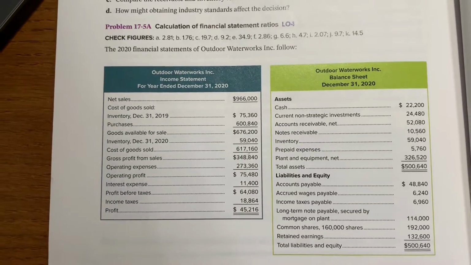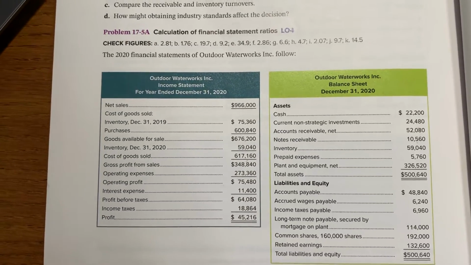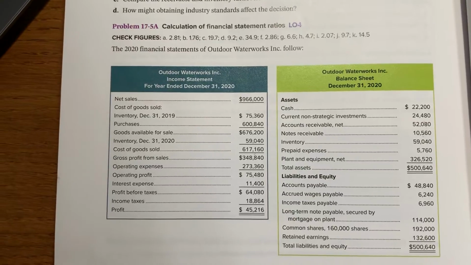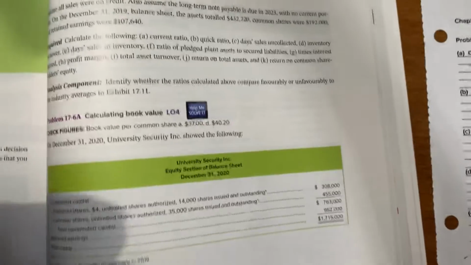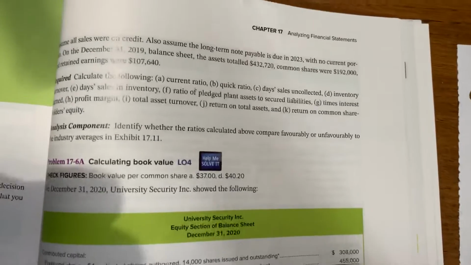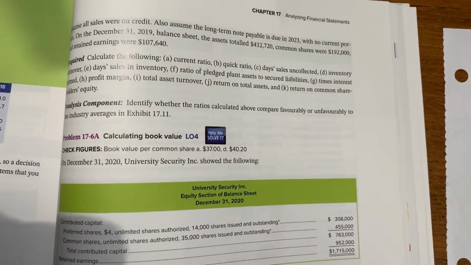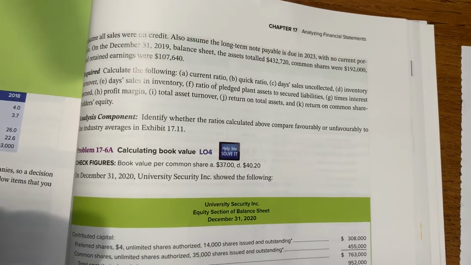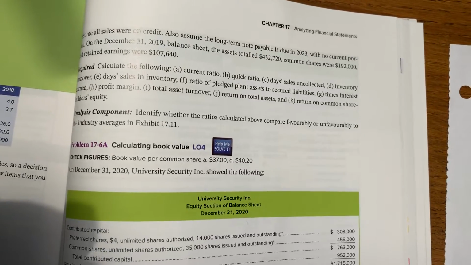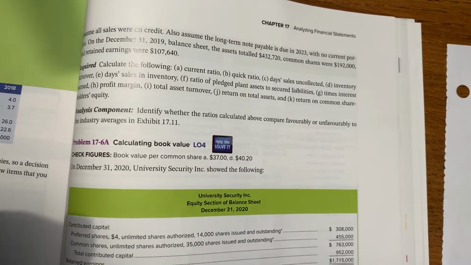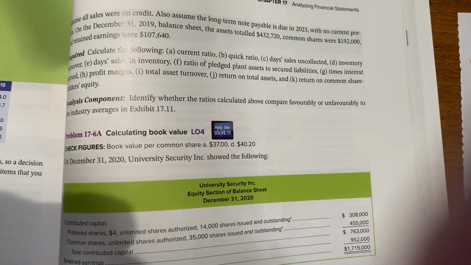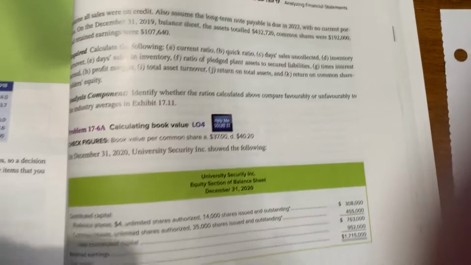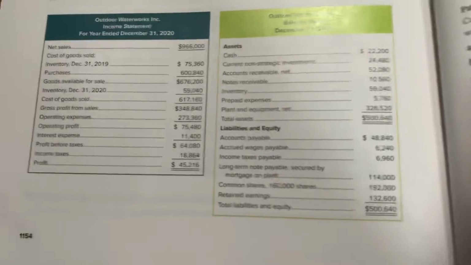Lastly, for problem 17.5a, we are going to look at the profitability ratios. In this question, if we look at our required information here, they want us to calculate the profit margin, return on total assets, and return on common shareholders' equity. Those are the three profitability ratios that we're going to do in this question. The first one that we're going to do is the profit margin.